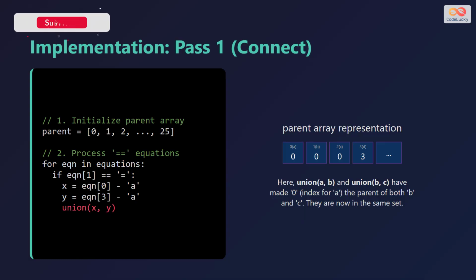Let's look at the implementation for the first pass. We iterate through all equations. If we see an equality sign, we convert the variable characters to integer indices. Then, we simply call the union function on those two indices. This effectively wires them together in our underlying parent array.